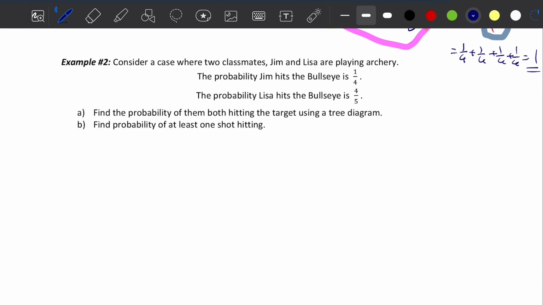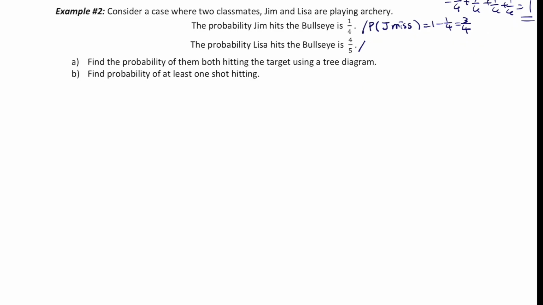Okay, then let's do example number 2. We need to consider a case where two classmates, Jim and Lisa, are playing archery, and the probability that Jim hits the bull's eye is 1/4. That means the probability that Jim misses the bull's eye is 1 minus 1/4, so it's 3/4. Since Lisa hits the bull's eye with a probability of 4/5, the probability that Lisa misses the bull's eye is 1 minus 4/5, or 1/5.